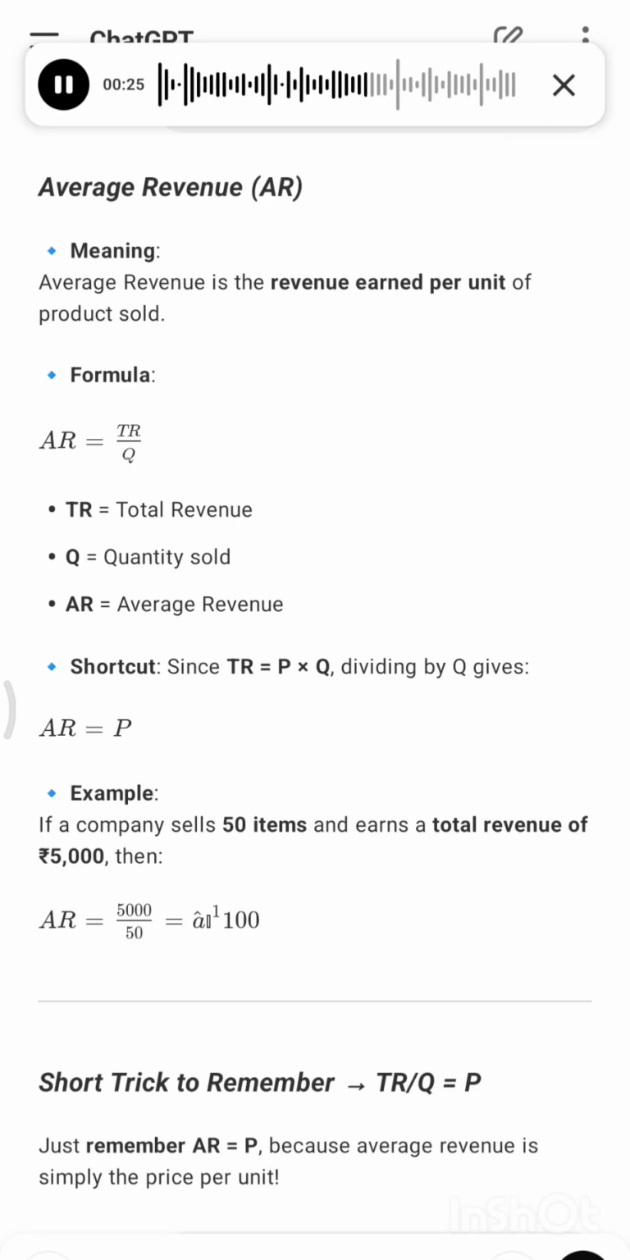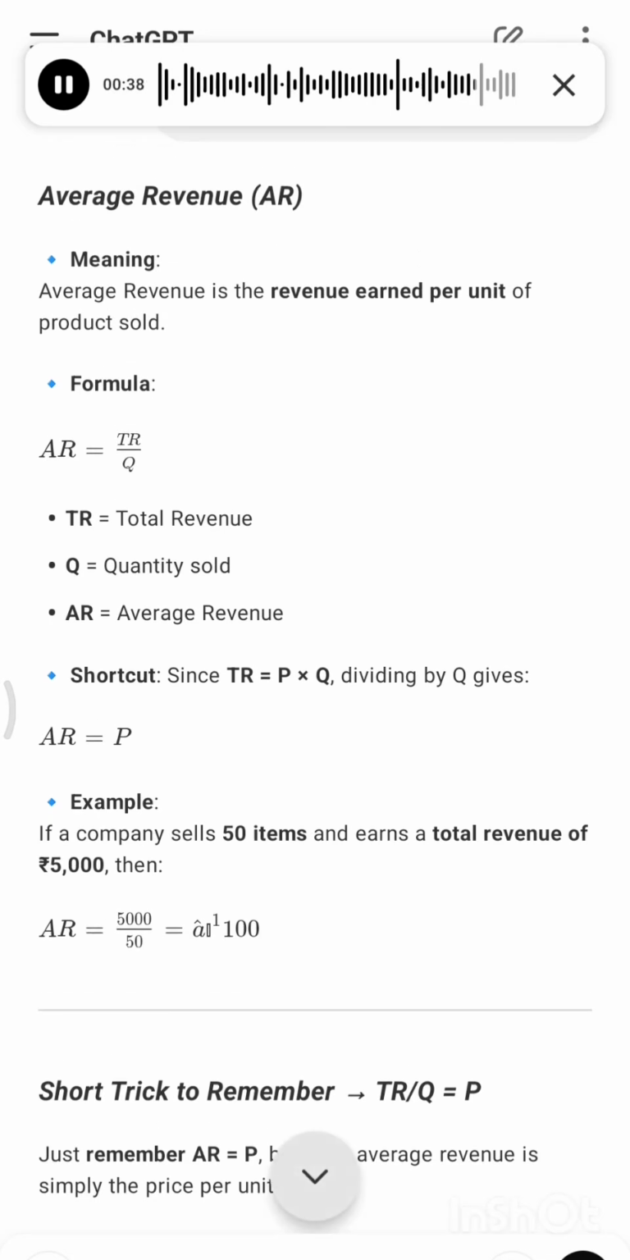Example: if a company sells 50 items and earns a total revenue of 5,000, then AR equals 5,000 over 50, which is 100. This means the product was sold at 100 per unit. Short trick to remember: TR over Q equals P. Just remember AR equals P, because average revenue is simply the price per unit.